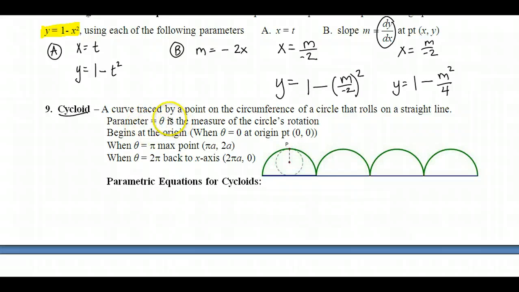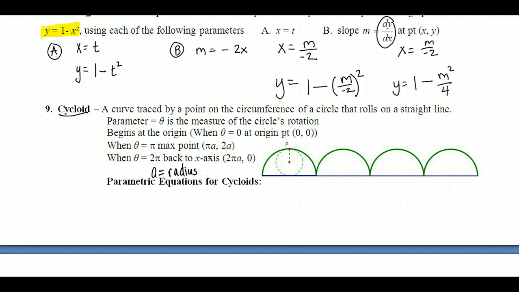Our parameter will be theta. It's a measure of our circle's rotation. We always begin at our origin, so (0, 0). When theta is 0, our origin will be at (0, 0). When theta is equal to pi, that will be your maximum point. To get your maximum point, you'd have pi a, and then your y value would be 2a. A is equivalent to the radius of your circle.